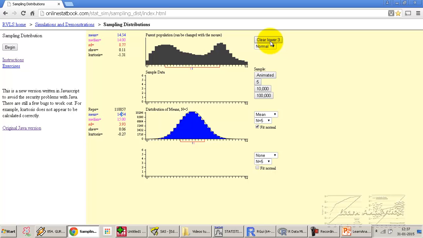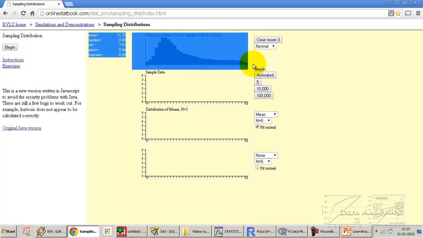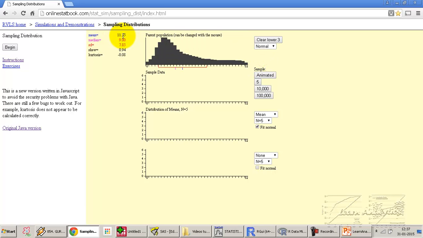Let's try it one more time. I'm going to clear the lower tables. I'm going to create another distribution, and let this be the distribution. A very skewed distribution, as you can see. The mean for this distribution is 11.35. I extract a simple random sample again. That's the mean of this sample of size 5. The mean of these 5 observations is over here.